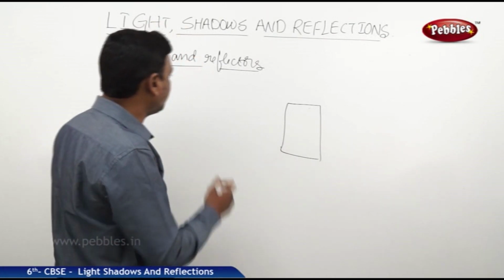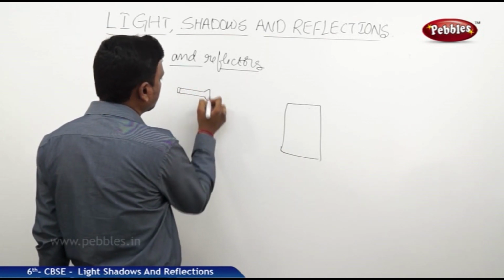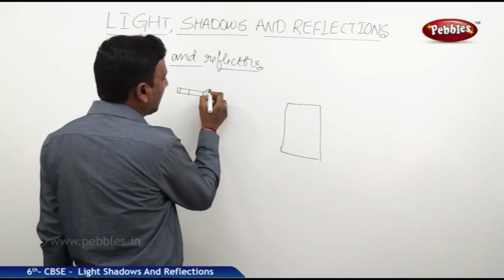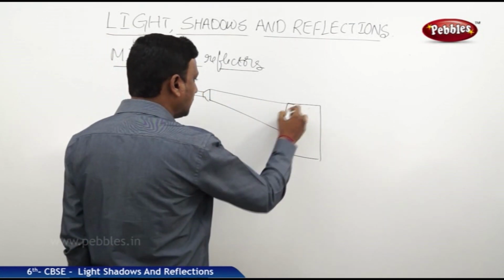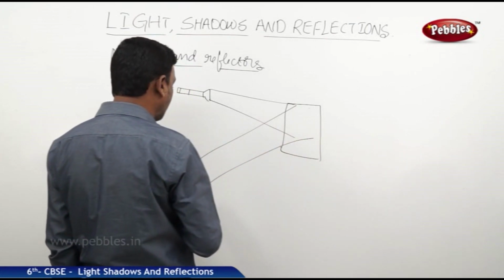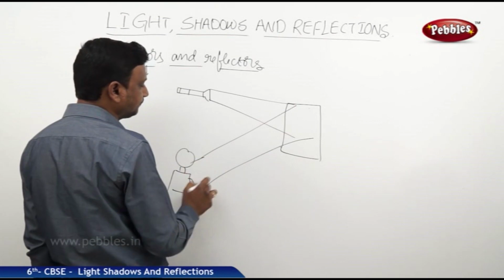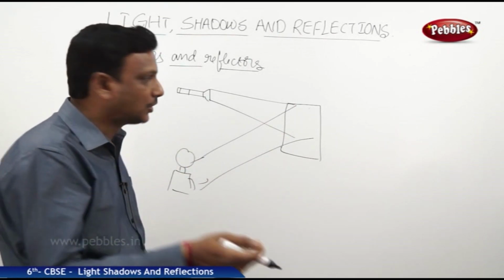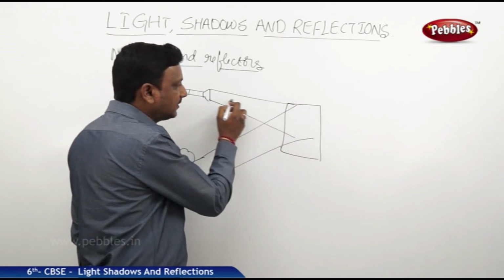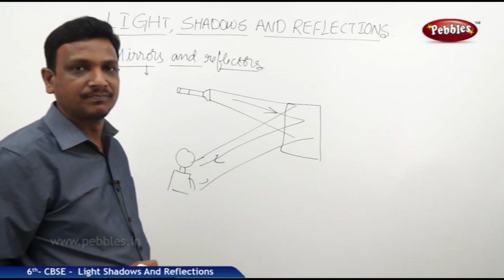Okay. So you have taken a torch and you focused that light onto a mirror. Now the mirror will reflect the light onto something else. Here your friend is there. He is standing over here. You are not throwing the light on your friend directly. You are throwing the light onto a mirror in this direction. So the light is reflected to your friend.